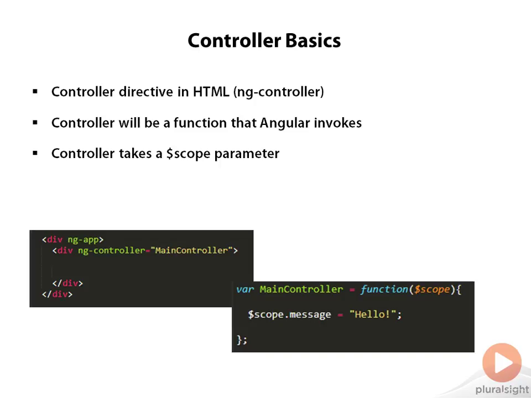What we can do with the scope argument is assign our model to that object. So $scope is not the model, but things that we attach to that scope are going to be the model. In the code snippet, we've only attached a single property to scope. It's called message, and it points to the string hello. This will now make message available to us inside the HTML so we can data bind it into the display. Let's take a look at how that works.